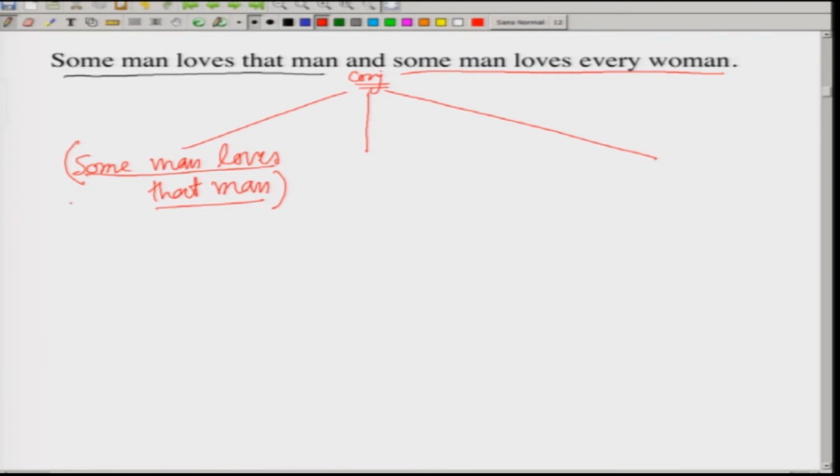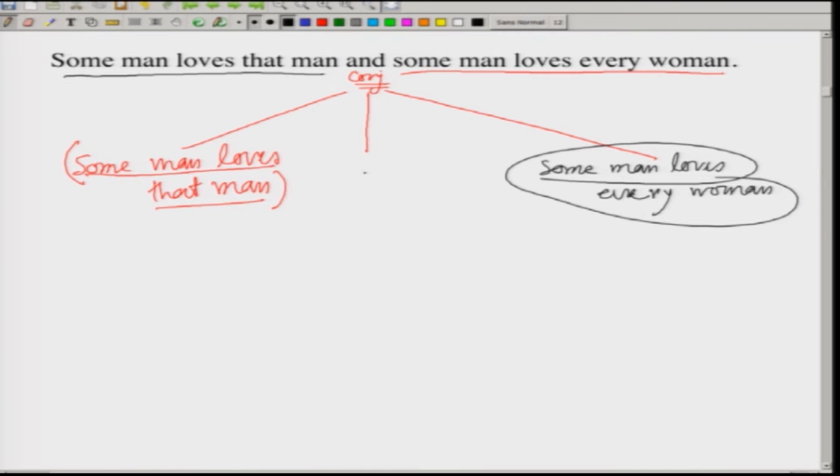and this one bound thing, which is a statement, is on the one hand, and on the other hand you have this thing where you have some man loves every woman. So this is another statement, and here you have and. So this will be computed. We will see the steps of computation. This will be computed through some steps.